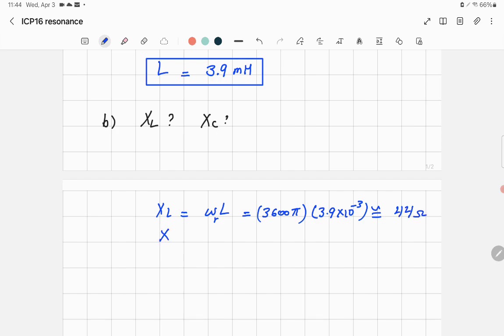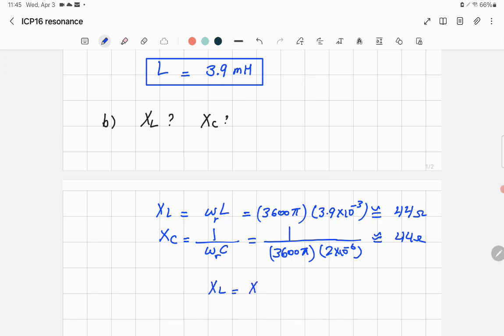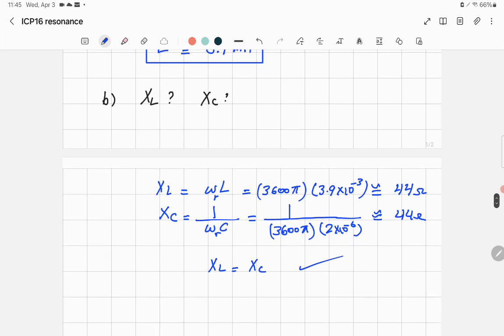What about the value of XC at the resonant frequency? It's 1 over omega R C. So 1 over 3600 pi, and the value of the capacitor 2 times 10 to the negative 6. You'll find it is equal to 44 ohm. So what is the relation between XL and XC at resonance? We found that XL equals XC, and we expected that at resonance because they will cancel each other.